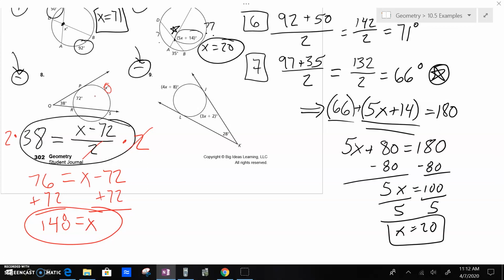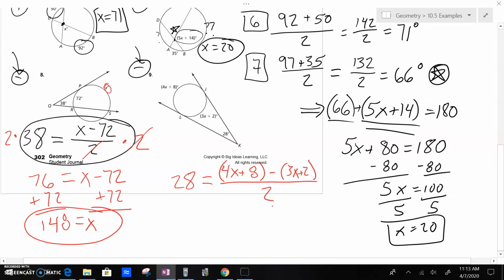We're going to be doing the same thing on number 9. We've just got kind of a more involved problem because we've got the 4x plus 8 and the 3x plus 2. So here we would say, okay, let's take 28, and that's going to equal, so the angle on the outside equals the big arc, 4x plus 8, I'll use the parentheses here, minus the little arc, 3x plus 2, divided by 2.